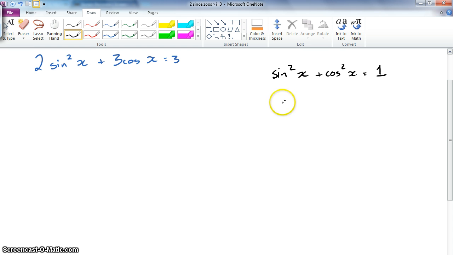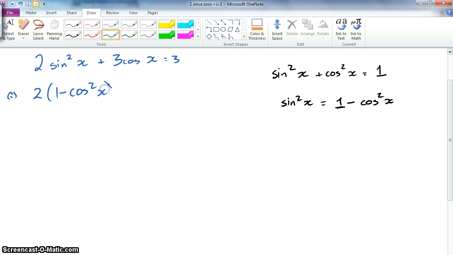We're going to rearrange it. We want to get rid of sine squared x, get it in terms of cosine x, and then we might be in with a chance of solving this. So I subtracted cosine squared x from each side. I'd end up with sine squared x equals 1 minus cosine squared x, and we're going to replace that in our equation right now. So I've got 2 outside of 1 minus cosine squared x, plus 3 cos x equals 3.